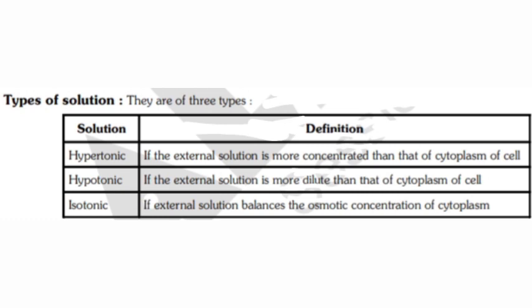Number one, hypertonic. If the external solution is more concentrated than the cytoplasm of the cell, it is called a hypertonic condition. If the external solution is more dilute than the cytoplasm of the cell, it is called a hypotonic condition. If the external solution balances the osmotic concentration of the cell, it is called an isotonic solution. Let's check this table for better understanding of hypertonic, hypotonic and isotonic types of solutions.